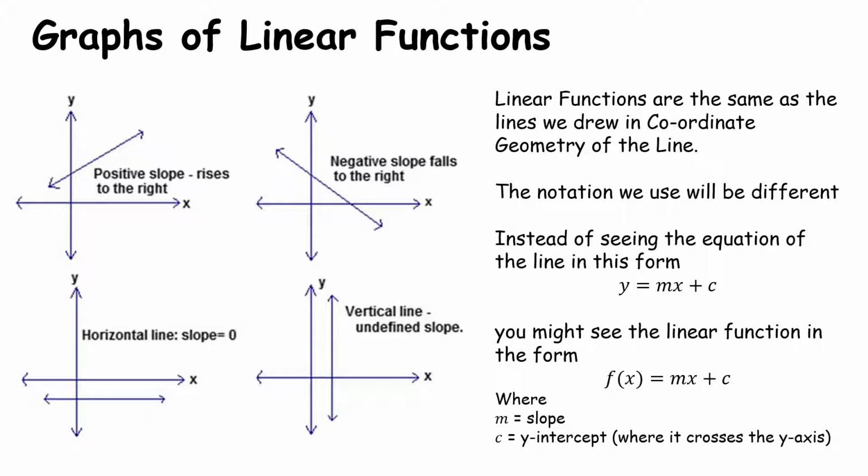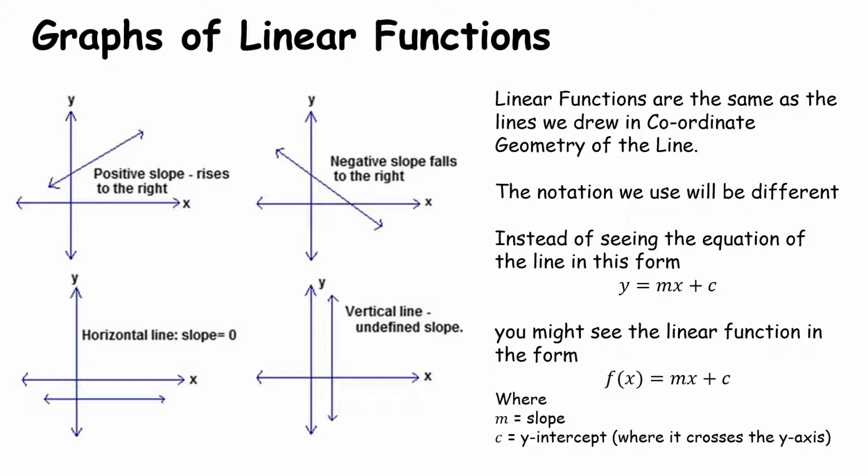Just like in our coordinate geometry of the line, linear functions are written in the form y equals mx plus c. However, instead of y, because we're in functions, they may call that f of x. What doesn't change is that the m will stand for our slope and the c is the y-intercept, or where the line crosses the y-axis.